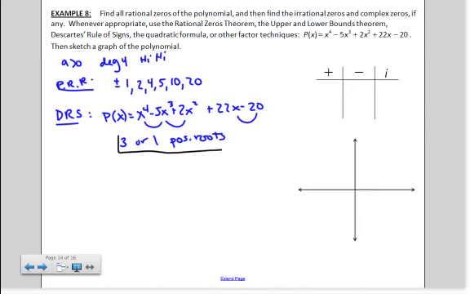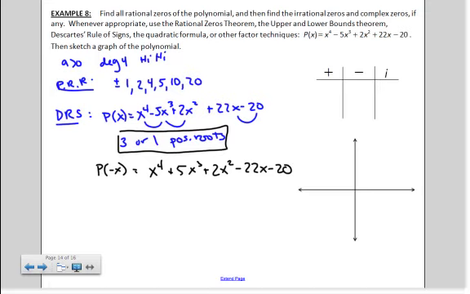All right, let's do P of negative x. P of negative x becomes x to the fourth plus 5x cubed plus 2x squared minus 22x minus 20. If you want to take the time to do the work and make sure you can do it, that's fine. So there's one negative root. So we know there's going to be a negative root.